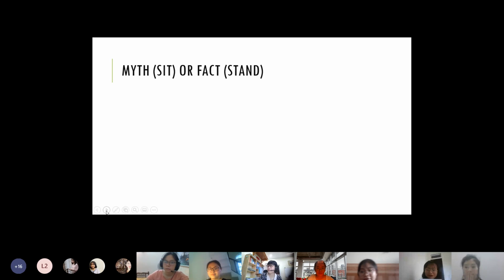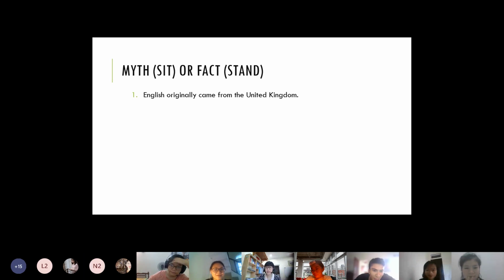So now you have to decide whether to sit still or to stand up. Let's start with the first one. Zhuang, can you read the statement for me? Yes, teacher. English originally came from the United Kingdom. Okay, now you have to decide. Even when you don't turn the camera on, you can stand up and sit down. So, do you want to sit still or do you want to stand up? English originally came from the United Kingdom.